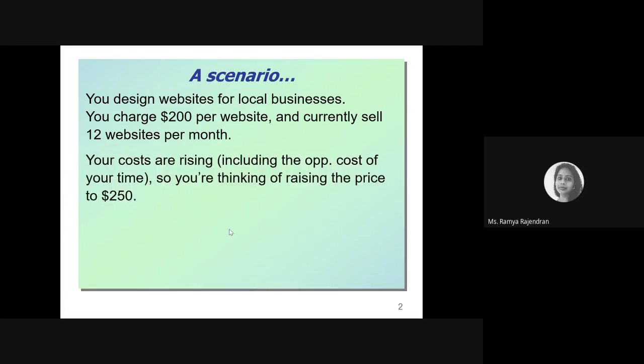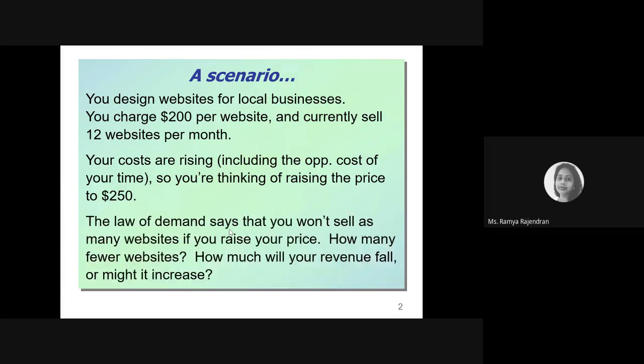Okay, so you later found out you have to increase the price to $250 instead of $200, because you're investing a lot of time. So including your opportunity cost of the time, you're planning to increase the price of designing a website from $200 to $250. Let's see what happens to the supply and what happens to the demand curve when this happens.